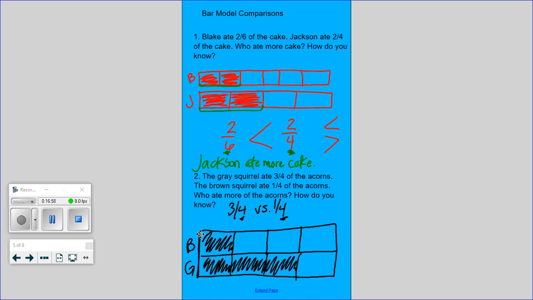Yes, the gray squirrel, because it's bigger. That's a bigger amount of space that he ate. So you need 2 sentences. The gray squirrel ate more because blank. That's fine. The gray squirrel ate 3/4, and there's only 1 left, so the brown squirrel ate 1. Yep.